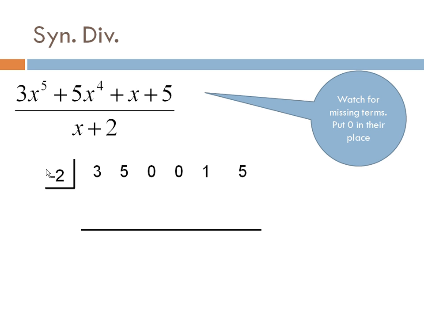Okay, x to the 5th gets the 3 brought down. X to the 4th gets its 5 brought down. X to the 3rd, there isn't one. No x squared. X to the 1st, there's 1. And the plain constant 5. Okay. Boom. Bring down your 3 and then follow the same steps from the last slide. Multiply, put it underneath. Multiply, put it underneath.